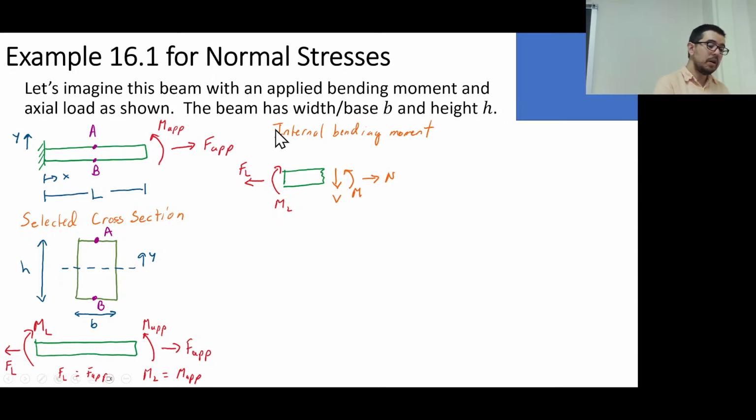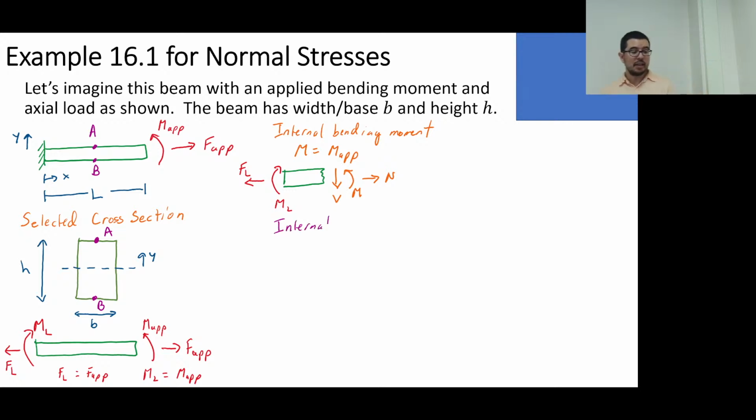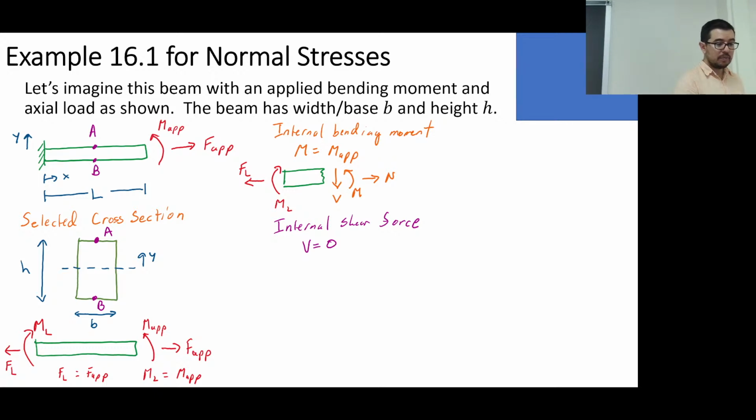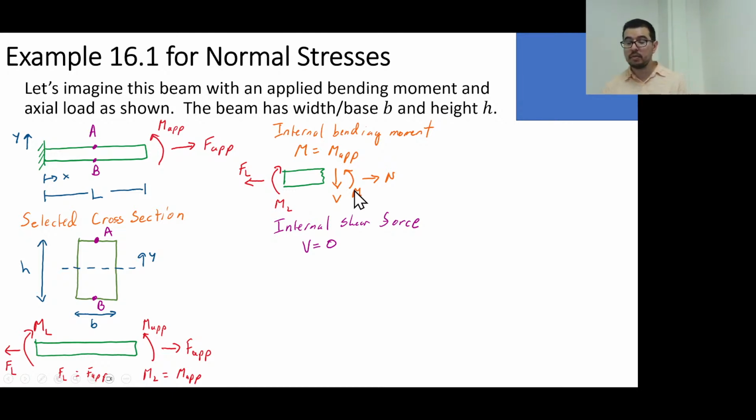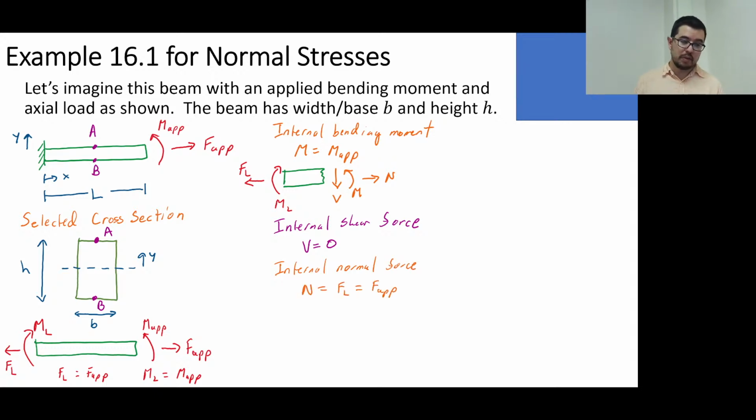Because I want everything to be in equilibrium, I have this FL over here on the left side. It's not a bad idea to draw it there as well. And because this is a superposition problem with normal stresses, I might as well figure out what the normal stress associated with it is. So I have M equals MAP, my N equals FL, and I have a V that I've got to calculate as well. Well, the internal shear force here is going to be 0. Why? Because there's no other force in the vertical direction. So that one's pretty straightforward. The internal normal force, like I said before, we have N is equal to FL is equal to FAP.